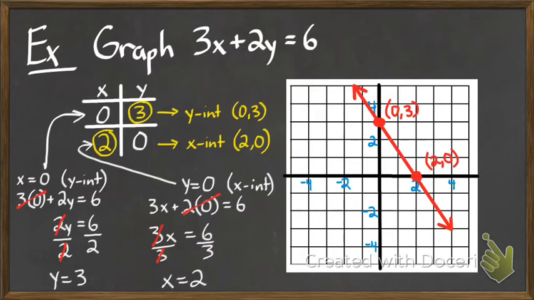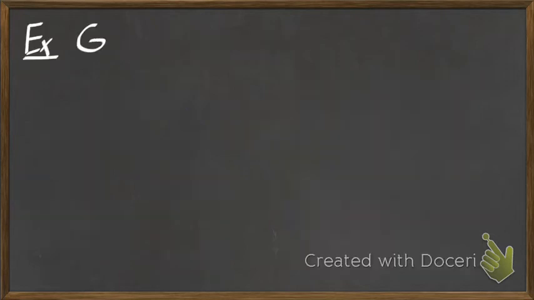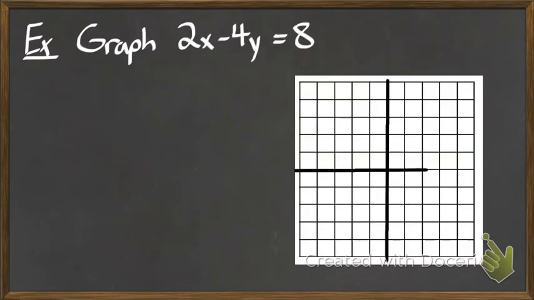Then, now that you have your 2 points, you can draw your line, and easy peasy, just like that, we can graph equations in standard form. Especially when you're dealing with just your x-intercepts and y-intercepts, it makes it really easy. Okay, let's try another example. Let's say I have 2x minus 4y equals 8, and I want to graph this. So, first step, we want to find our y-intercept, so we want to know when x equals 0.